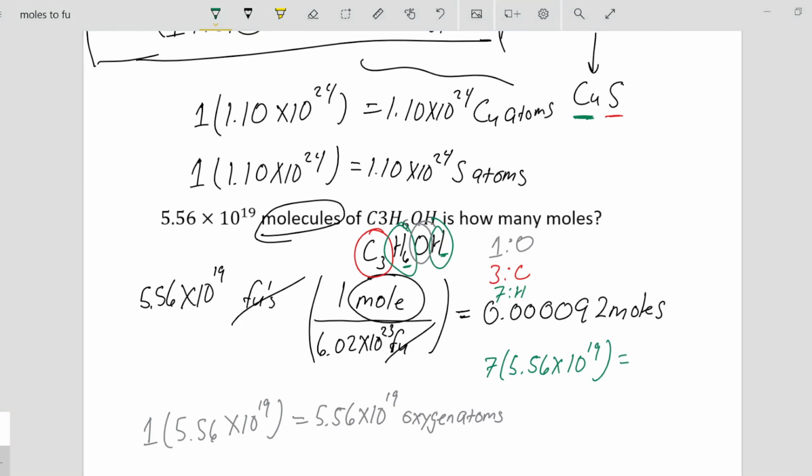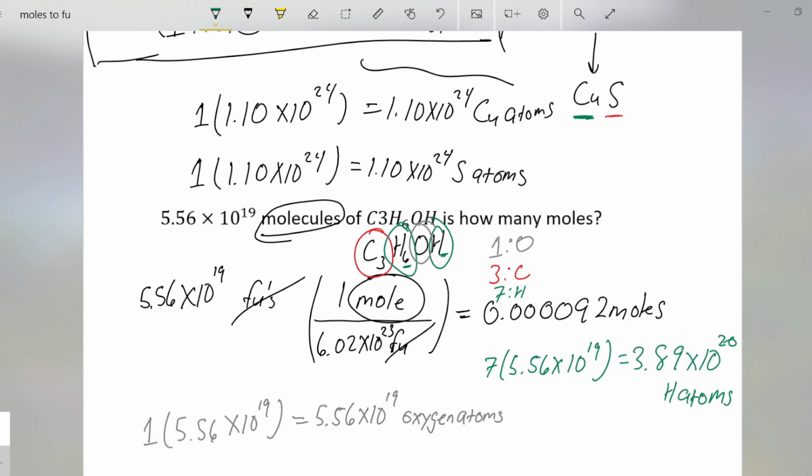And when I plug that into a calculator, I get 3.89 times 10 to the 20th. Those will be hydrogen atoms. Sorry, I had to write that down below. Running out of room there.